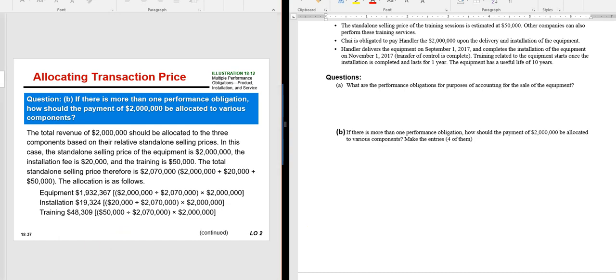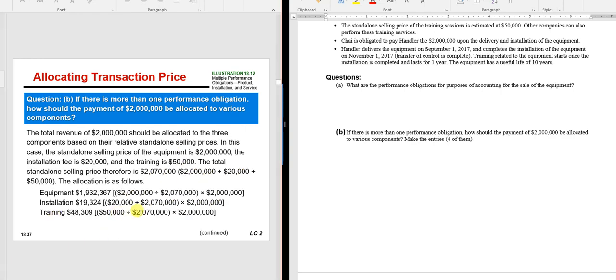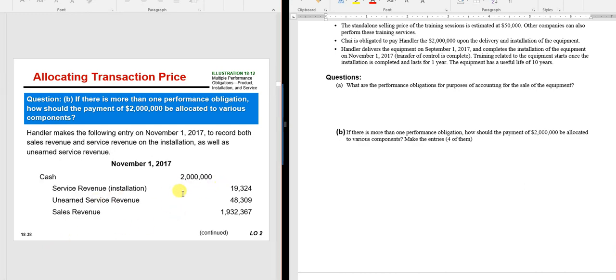So it looks like we're going to make the entries here in B. I get cash of 2 million, and then I'm going to allocate the revenue based on these 3 numbers to service. This is our training part. It's unearned because I haven't done it yet.